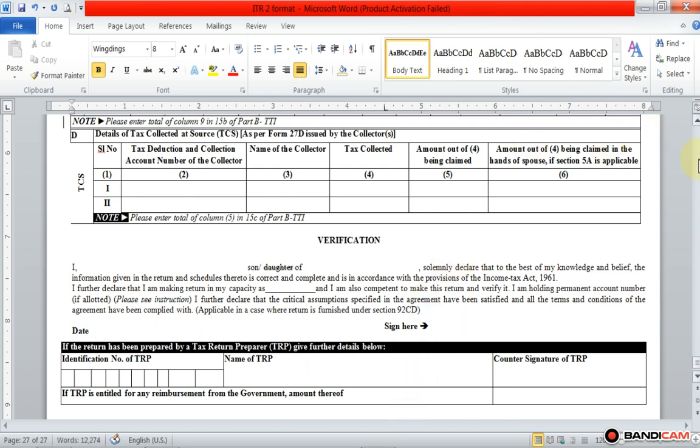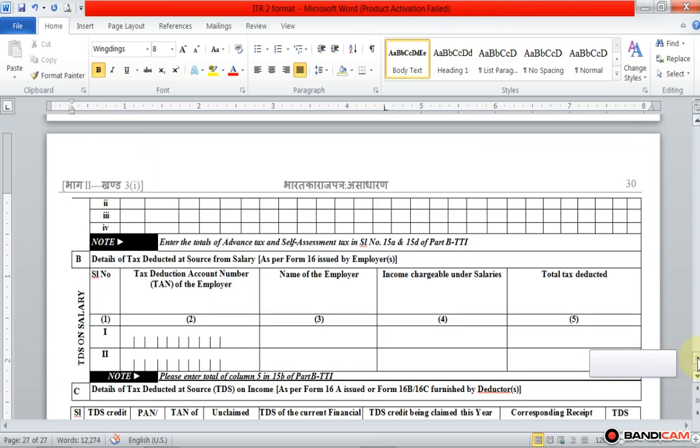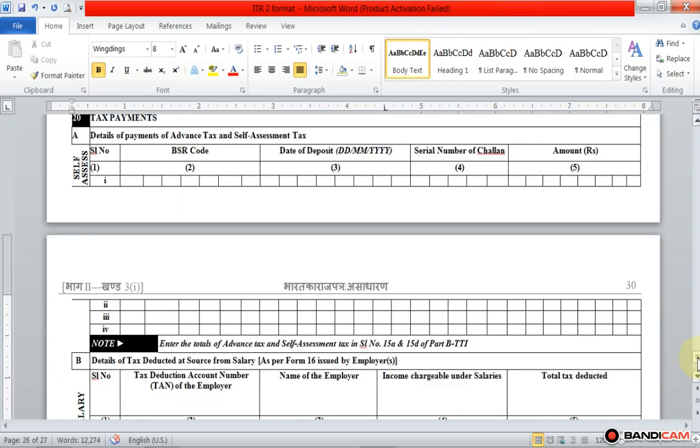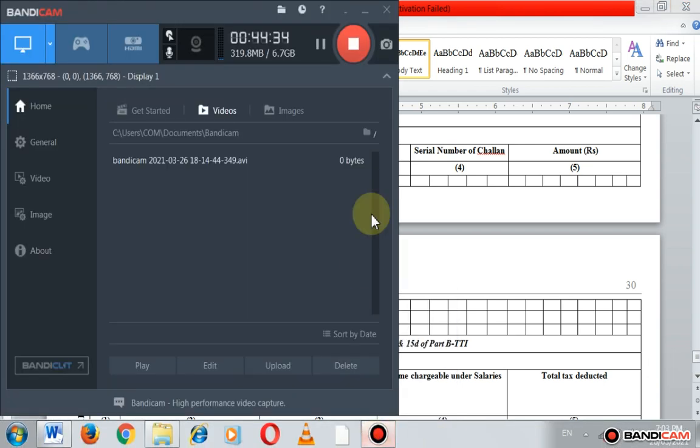So here we complete the ITR 2. Okay, here we completed the ITR 2. It means we have studied ITR 2. In our next lecture we are going to discuss ITR 3. Okay, ITR number 3. Okay, thank you very much.